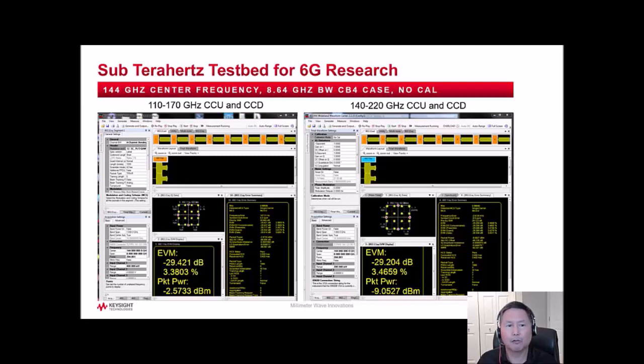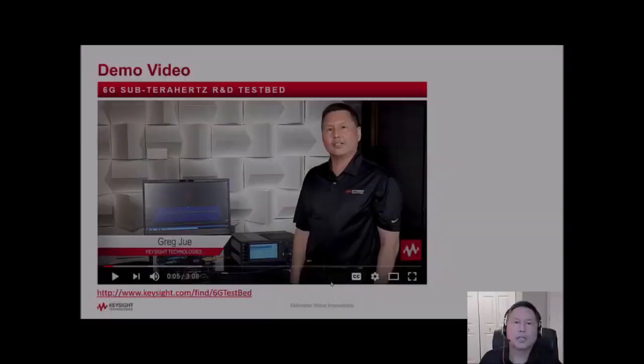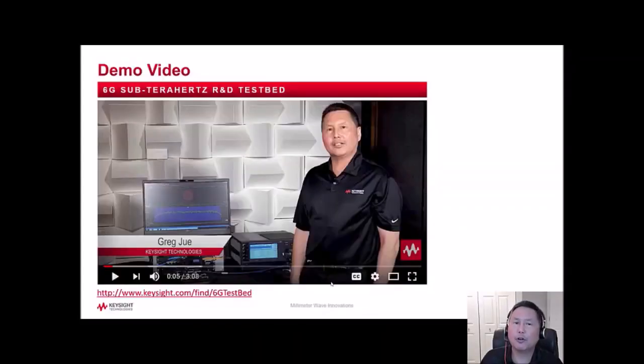As expected, there was some EVM degradation relative to the CB2 case because the modulation bandwidth doubles, increasing the integrated noise power within the signal bandwidth. In addition, there's more linear amplitude and phase variation as the signal bandwidth increases. Again, no calibration was performed for these measurements. And now I'd like to show you a brief OTA demo of the testbed.